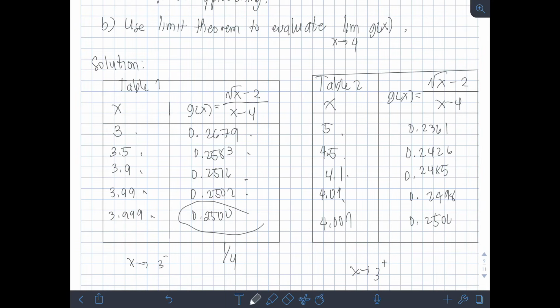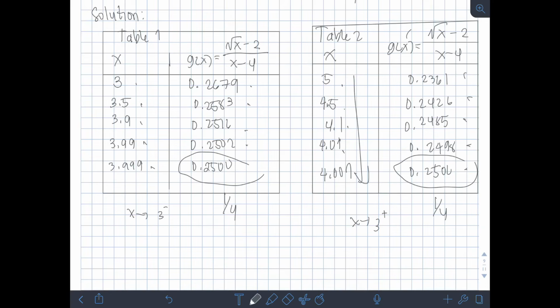Tapos dito naman sa right-hand side limit, or yung pag-approach ng x natin sa 3 from the right, 0.2361, 0.2426, 0.2485, 0.2498, 0.2500 naman yung value ng g of x natin kapag sinubstitute natin itong mga x na to. So, nag-approach din siya sa 0.25 or 1/4.